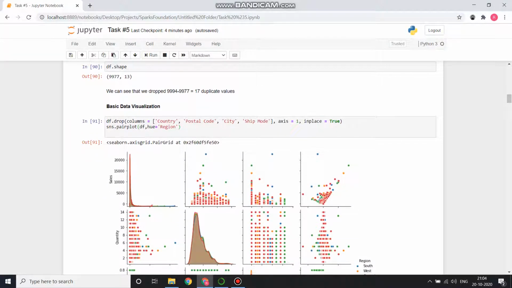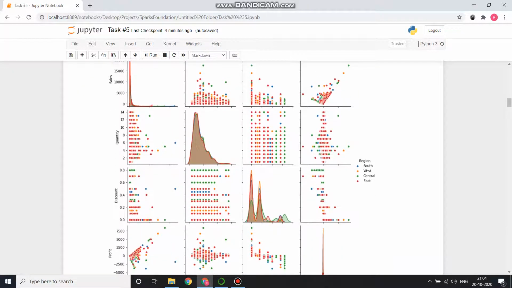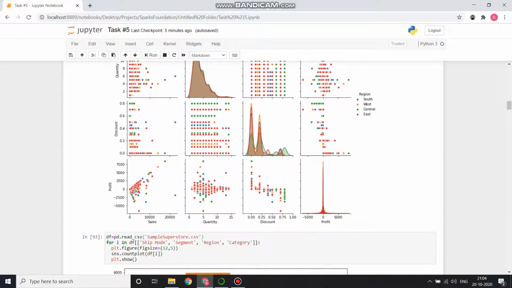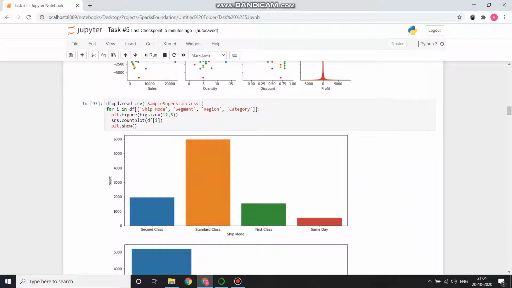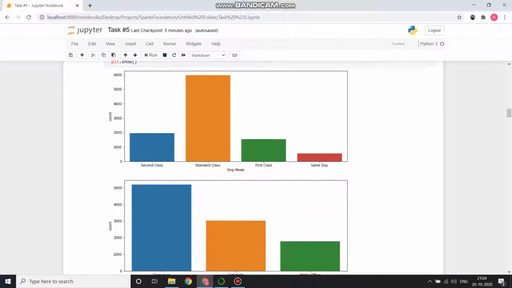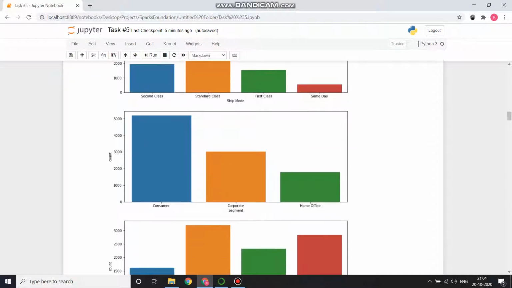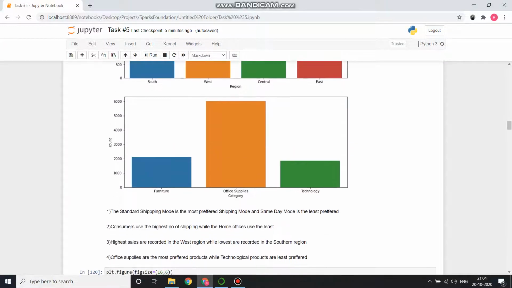Here, using pair plot, we perform basic data visualization: sales, quantity, discount, profit. Here, using count plot, we count the number of sales according to the ship mode, segment, region, and category.